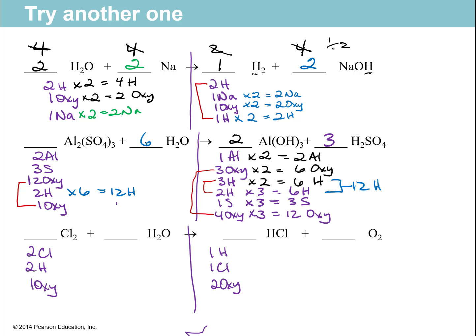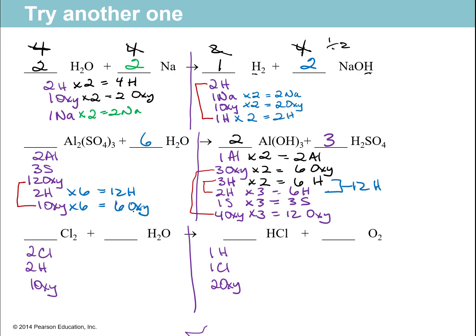So what else do I have to multiply by 6? The very bottom oxygen on the left. That's going to give me 6 oxygen. Okay? Whatever number you put on the coefficient, everything in that molecule gets multiplied by that number. So then you're like, good grief, there's a lot of numbers. Is aluminum still balanced? Yep, sulfur still balanced. Now hydrogens are 12 and 12.